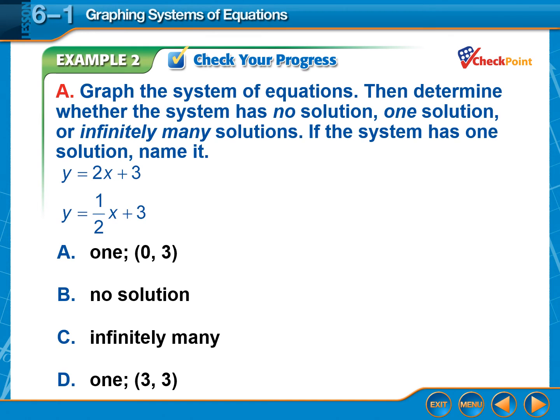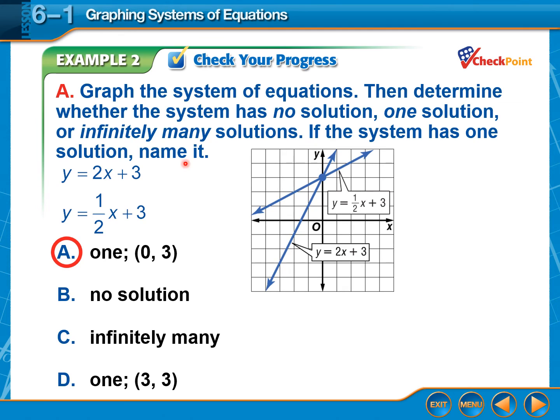Right? And so the correct answer is one solution. So looking at the graph here, y equals 2x plus 3 and y equals 1/2 x plus 3, I notice that since they have different slopes, those lines are not parallel and they're not the same. So there's going to be just one solution. There's one point of intersection.